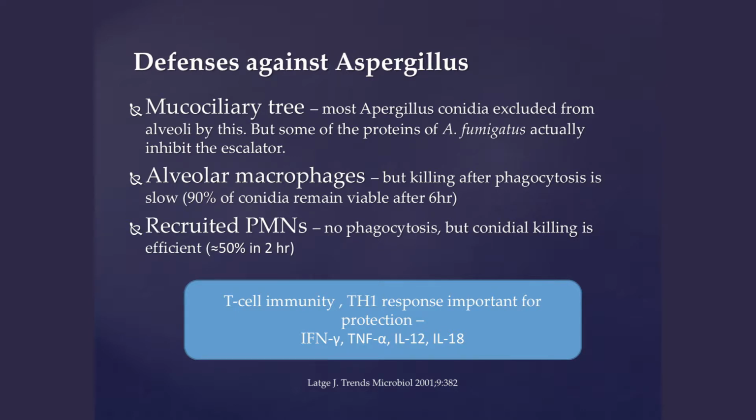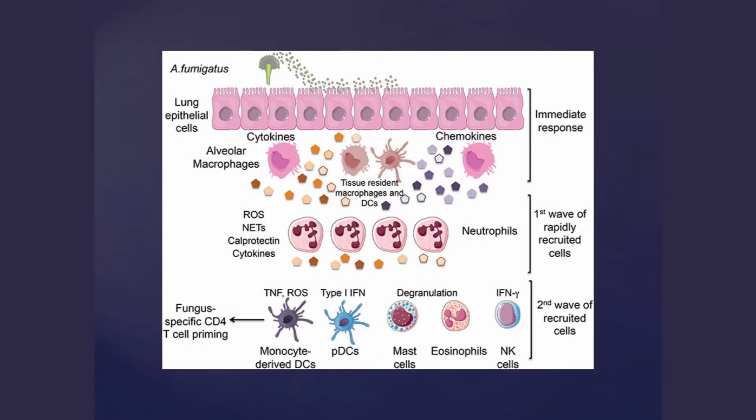So number one, why is it that Aspergillus, despite being ubiquitous in the atmosphere, is actually causing disease only in those who are truly compromised? Because we have a functioning mucociliary tree that excludes these Aspergillus conidia, right? And those Aspergilli that do reach the alveolar macrophages, we have functioning macrophages that are able to phagocytose. And then these macrophages will recruit polymorphs, and the polymorphs will also assist in killing. So these are the components of our T-cell immunity with a Th1 response that are actually very, very important in protection. So this is just a cartoon, and it shows that all these things are very important.